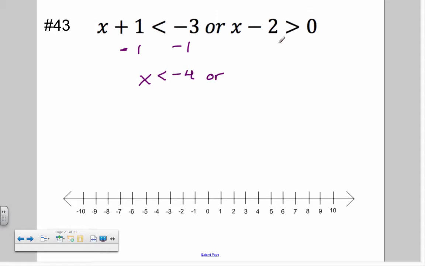Or on this side, I have to get x alone, and it's subtracting 2, so I have to add 2. Inverse operations. And then I get x is greater than 2. Now that I have x alone on both of these inequalities, I can graph them. I'm going to go to negative 4. It's a strictly less than symbol, so I'm going to do an open circle on negative 4. x is less than negative 4, so numbers like negative 5, negative 6, those are all less than, so it's going to go to the left.